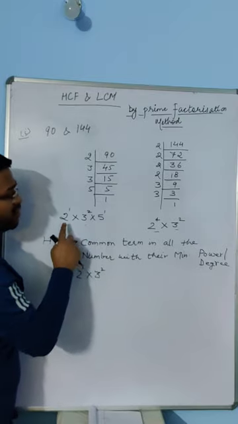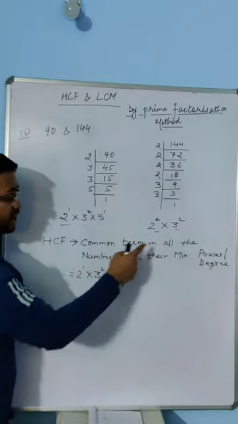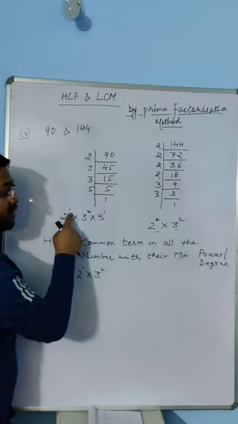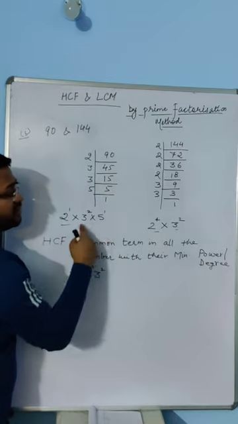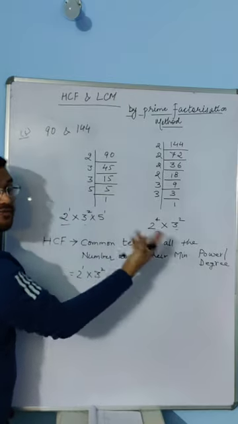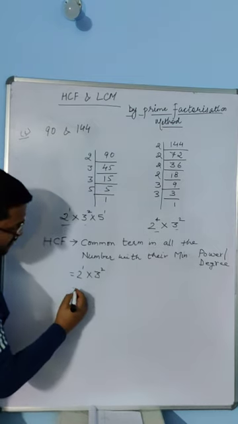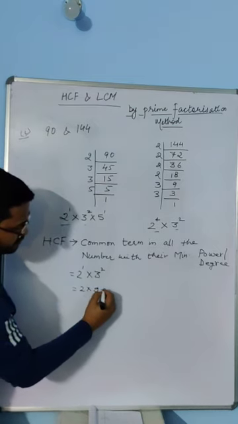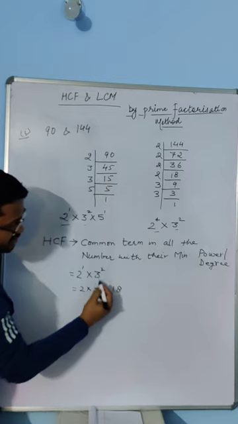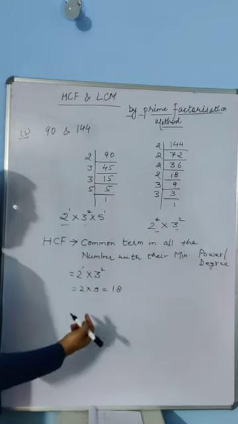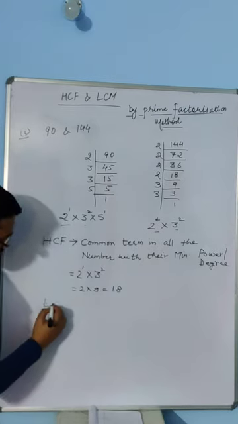But here we have 2 terms common, 2 and 3. So taking 2 with its minimum power, that is 1. Taking 3 with its minimum power, that is 3 square, which is the same for both. So now the HCF becomes 2 into 9, and that is 18. 3 square is 9, so it becomes 18. Now comes the LCM.